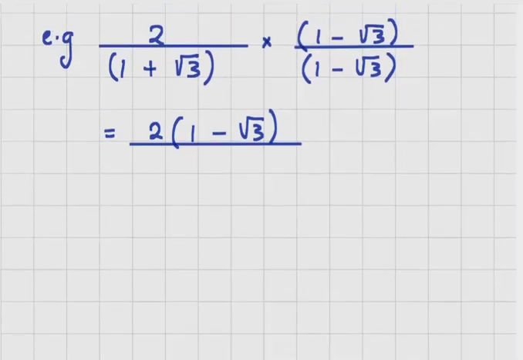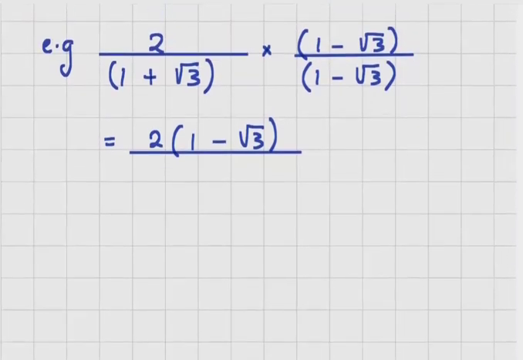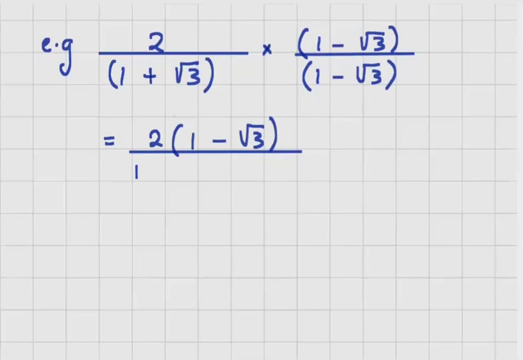But in the denominator, we are going to expand, of course. So 1 multiplied by 1 is a whole number 1. 1 multiplied by negative root 3, we have a negative root 3 right there. A root 3 times 1 is a positive root 3. And finally, root 3 times negative root 3 is a negative whole number 3.